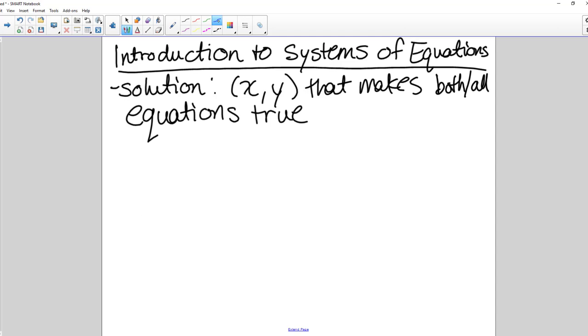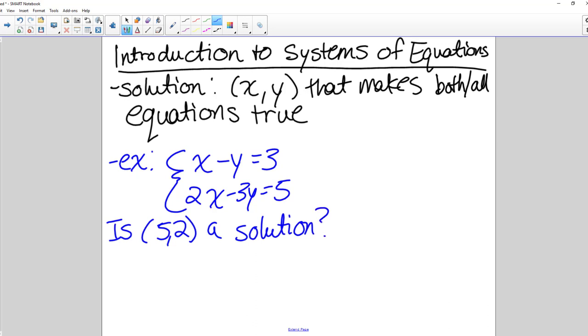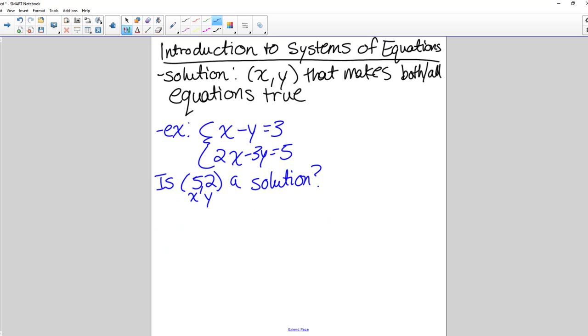So what I'm talking about is, let's look at this as an example. x minus y equals 3 is my first equation, and 2x minus 3y equals 5 is my second equation. So if we're asked, is (5, 2) a solution? If (5, 2) were to be a solution, when I plug in 5 for x, 2 for y, it would make both equations balance out and equal out.